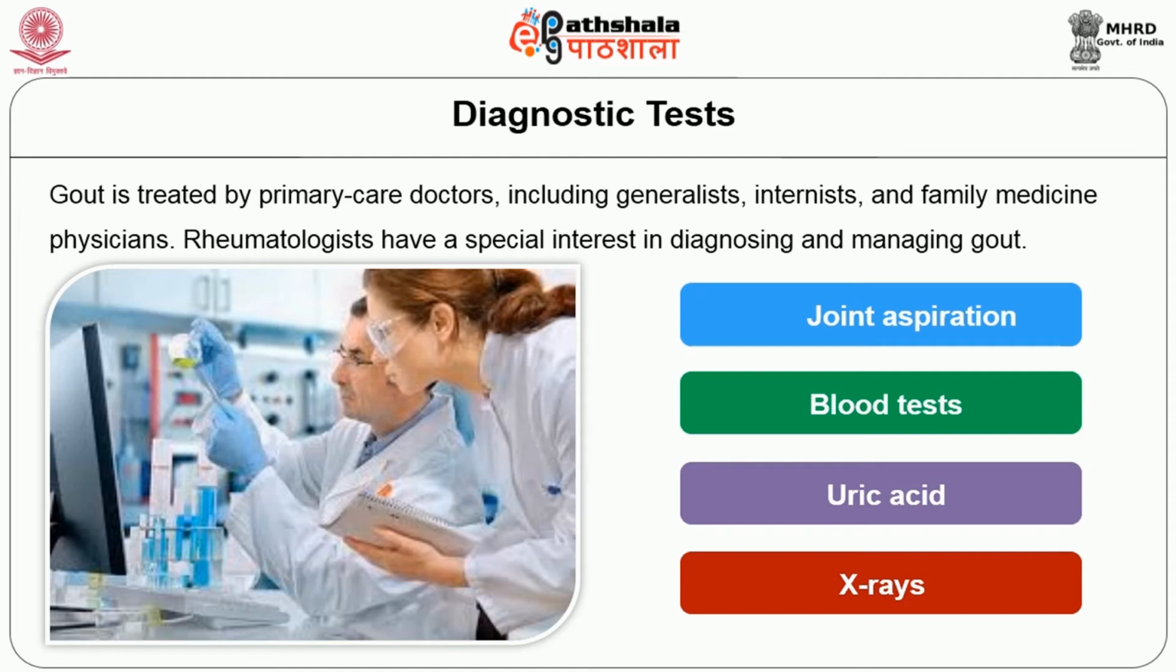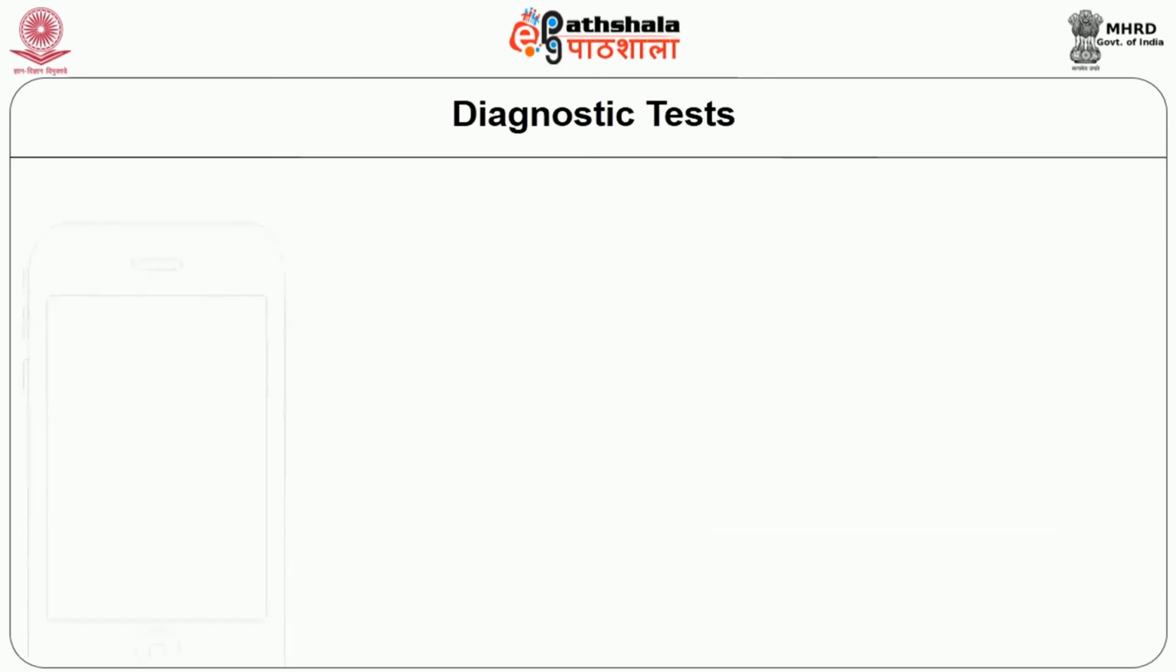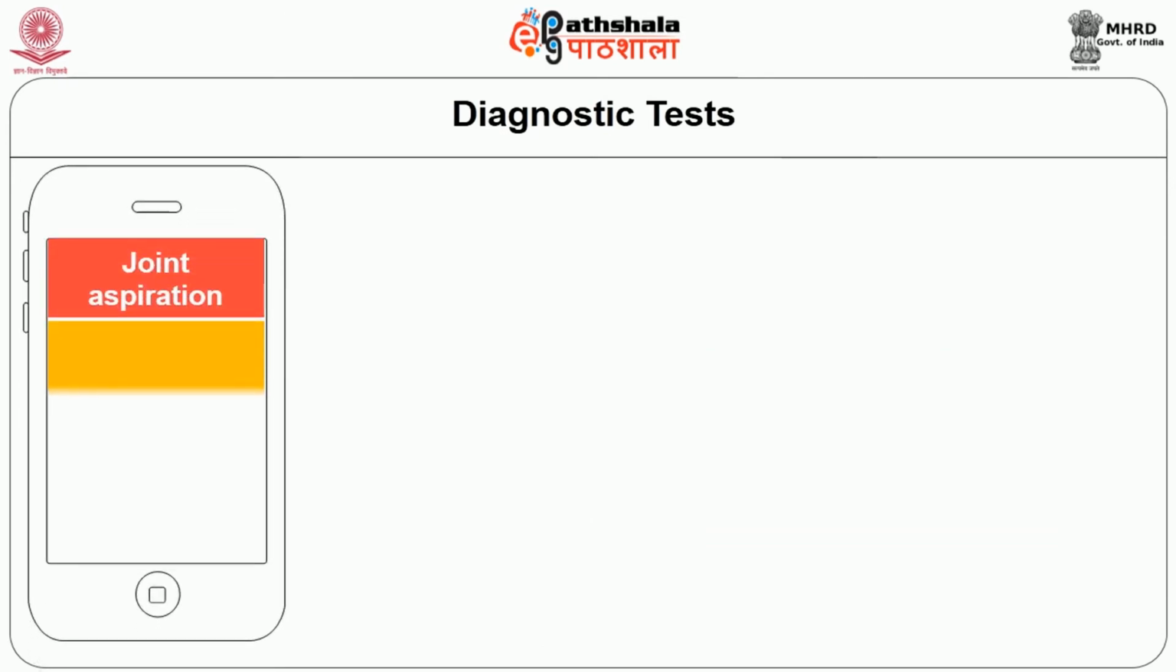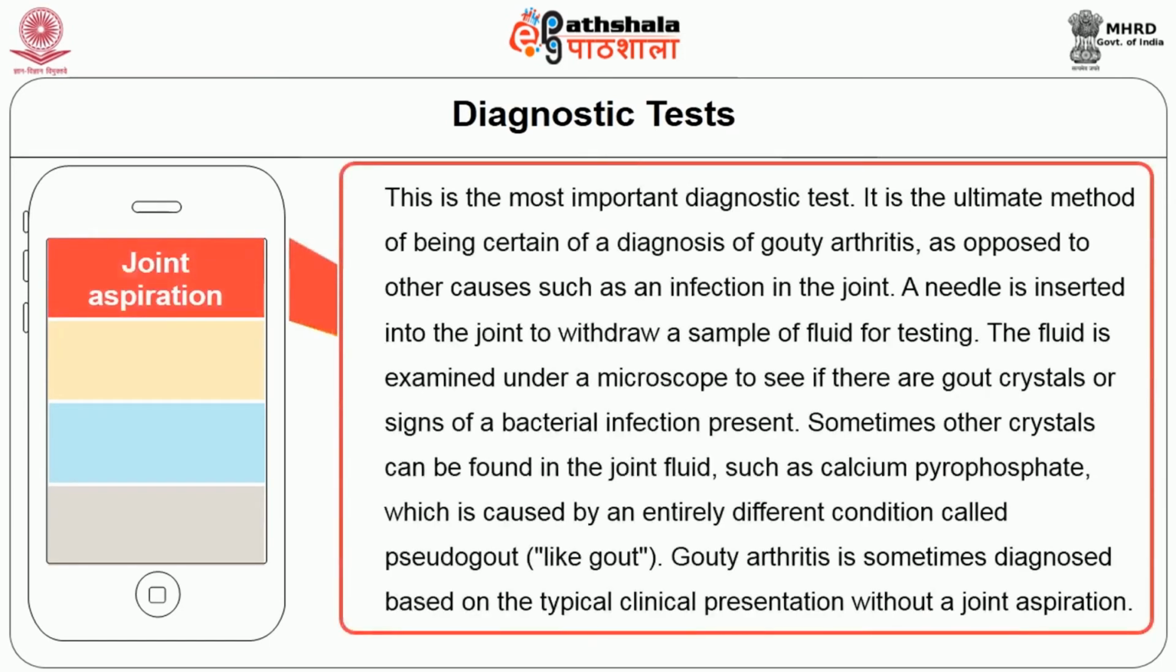Joint aspiration. This is the most important diagnostic test. It is the ultimate method of being certain of a diagnosis of gouty arthritis as opposed to other causes such as an infection in the joint. A needle is inserted into the joint to withdraw a sample of fluid for testing. The fluid is examined under the microscope to see if there are gout crystals or excess uric acid or signs of bacterial infection present.